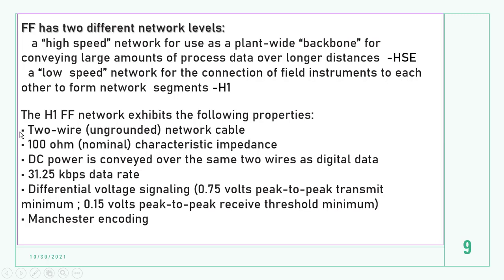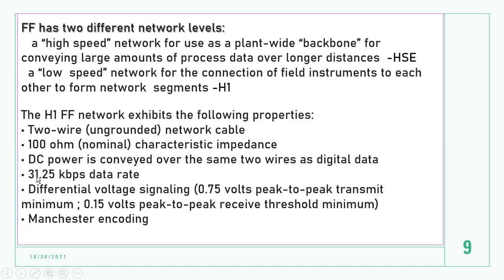Okay, so here is the H1 Foundation network. It has some properties. It has a two-wire network cable. This cable is just two wires, twisted two-wire, ungrounded. It has a 100 ohm terminator at the end. Okay? Its DC power is conveyed over the same two wires as the digital data. Its digital signal just follows the power line, okay?